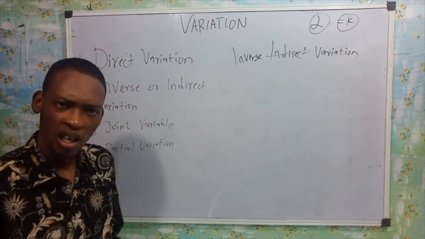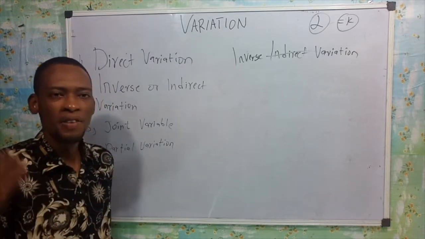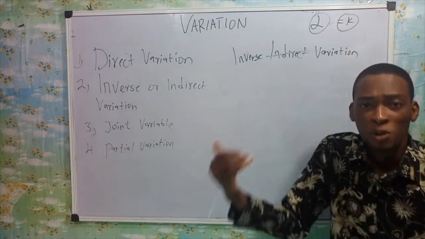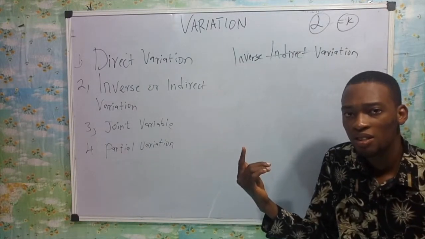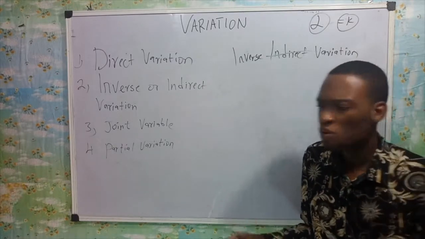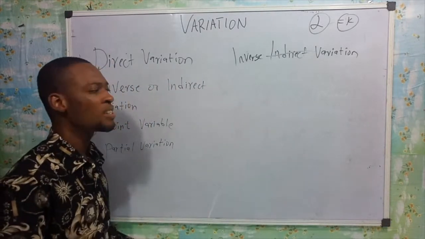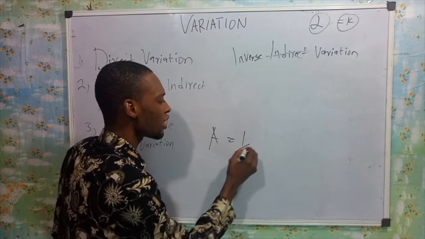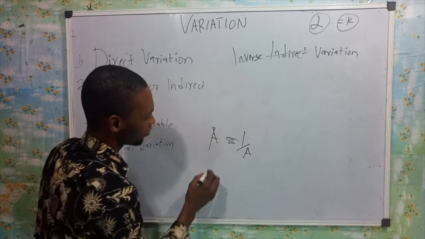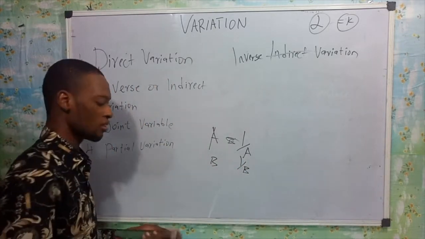When I say A varies inversely as B, or A varies indirectly as B, or A is inversely proportional to B, you get the gist? So in this case, it's no longer direct, it's inverse. So how do we do that? Inverse means inverting. So 1 over something is inverted. So the inverse of A is 1 over A. Hope you know. The inverse of B is 1 over B. So you are inverting.